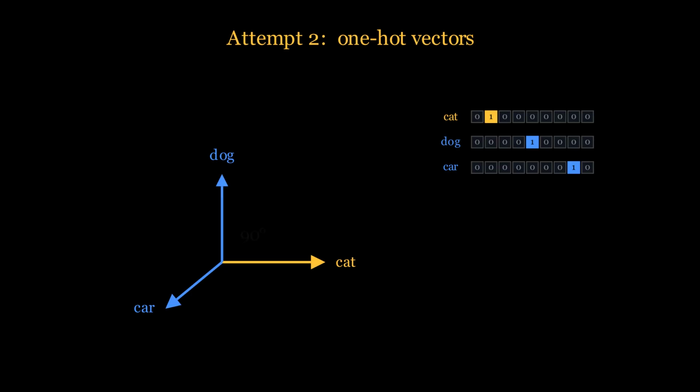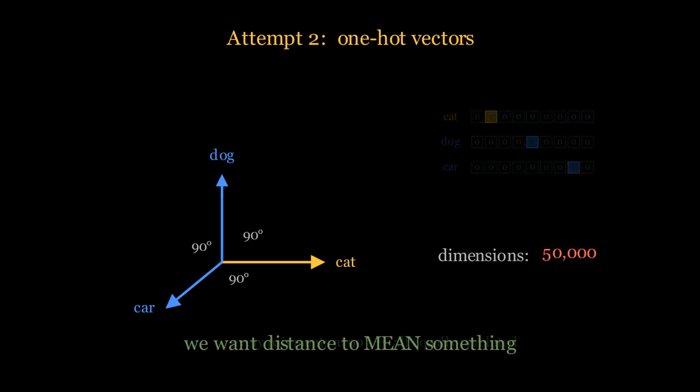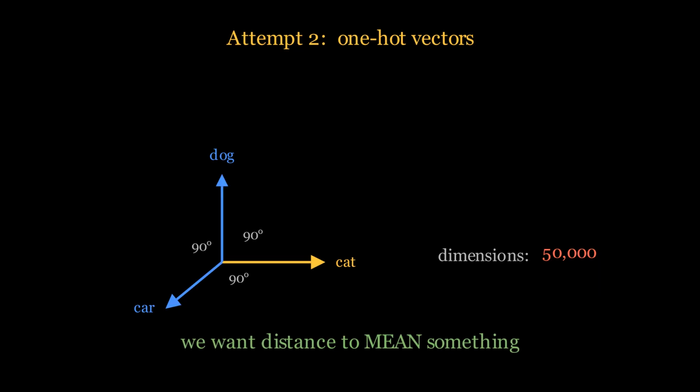Cat and dog, unrelated. Cat and car, unrelated. Every word sits the exact same distance from every other word, on the corner of an enormous cube with one dimension for every word in the language. We removed the wrong answer, but we're left with no answer at all. What we actually want is a space where distance means something.